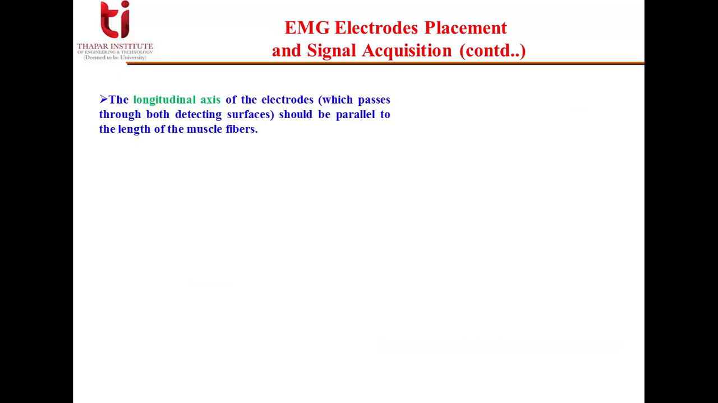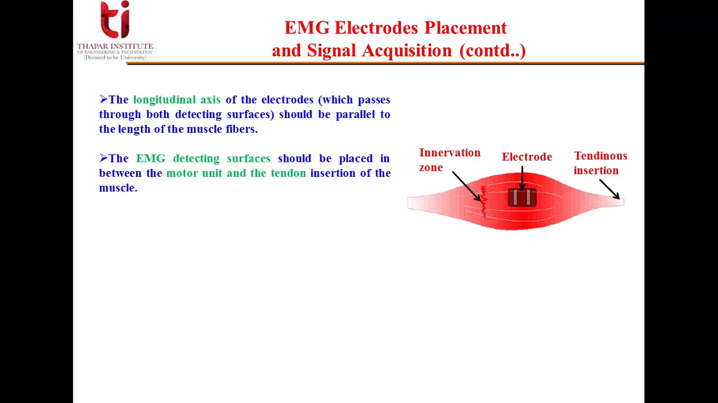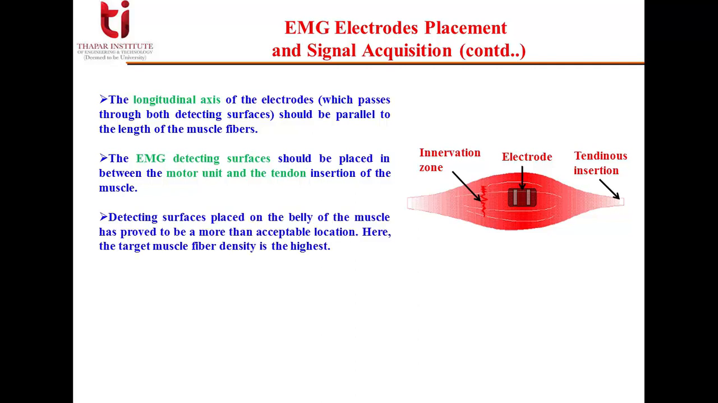The longitudinal axis of the electrodes, which passes through both detecting surfaces, should be parallel to the length of muscle fibers. You can see in this figure also. The EMG detecting surfaces should be placed in between the motor unit and the tendon insertion of the muscle. Detecting surfaces placed on the belly of the muscle have proved to be an acceptable location. Here the target muscle fiber density is the highest.